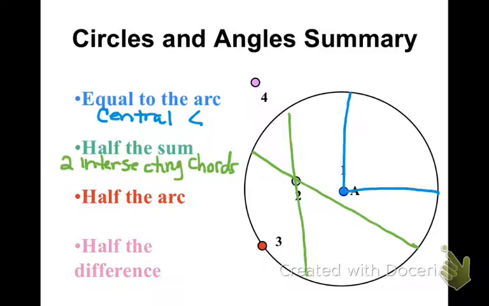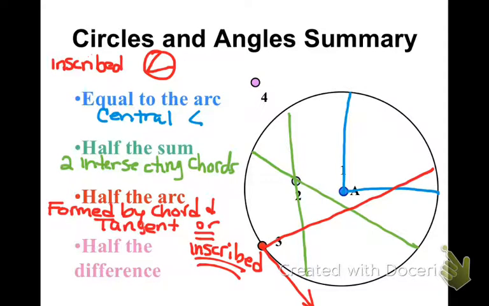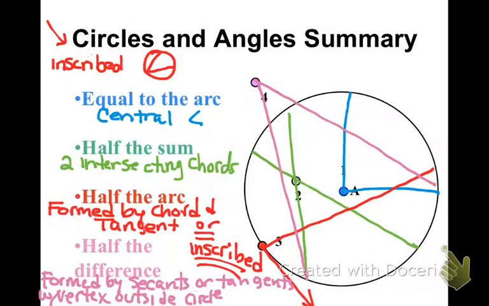The next one, half the arc. So the next one has two answers formed by a chord and a tangent, and I illustrated it on the large circle, or an inscribed angle, and I did that up top to try to make it less confusing. And then our last one is half the difference, and it's formed by secants or tangents with vertex outside the circle. So hopefully you can read this down at the bottom, formed by secants or tangents with vertex outside of the circle.